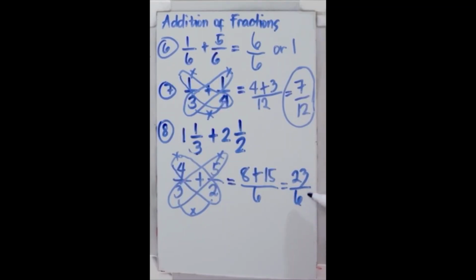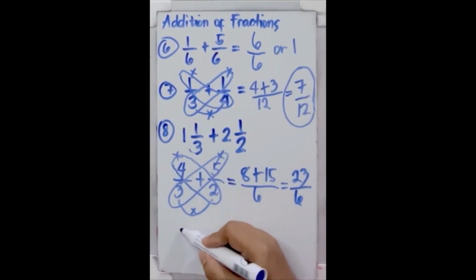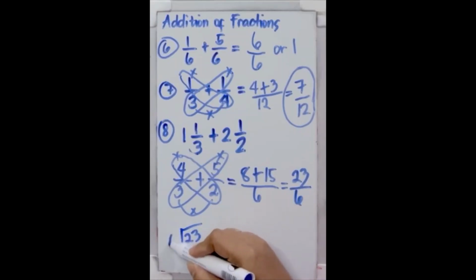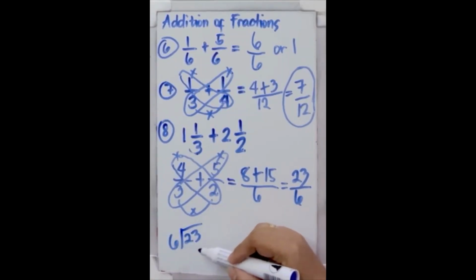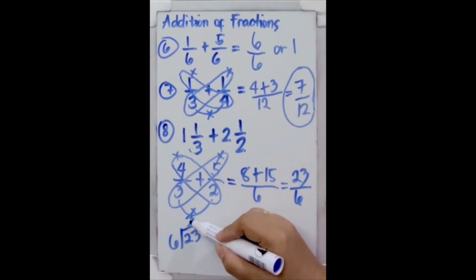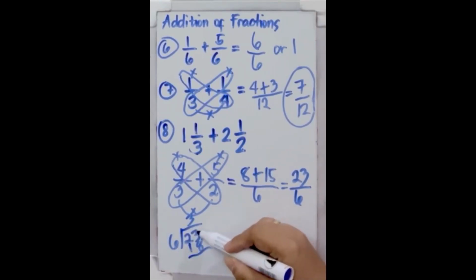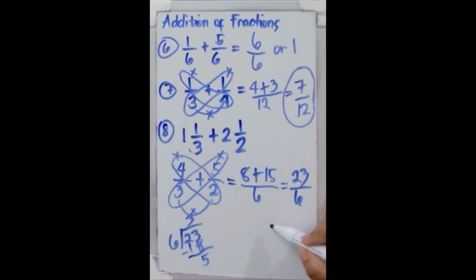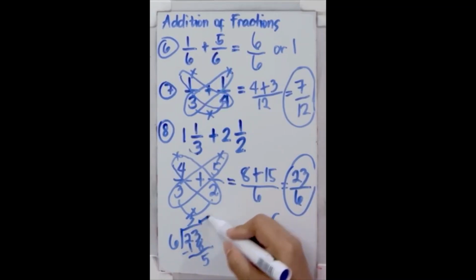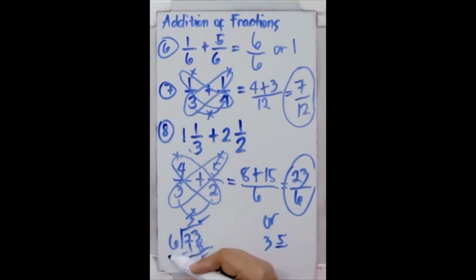So we have 23 over 6, which is an improper fraction. So we can convert this to a mixed number, if you like, by dividing 23 by 6. 23 divided by 6 will give us 3, since 3 times 6 is 18. 23 minus 18 is just 5. So our answer is 23 over 6, or 3. We will start with the quotient 3, then the remainder 5 over the denominator 6. So 23 over 6 is just equal to 3 and 5 over 6.